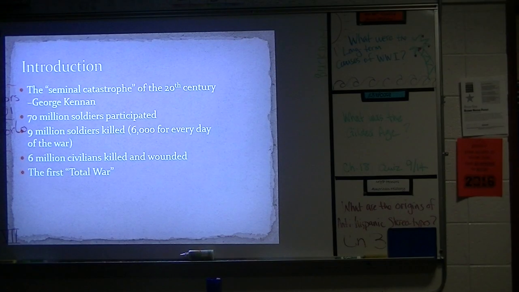Does anyone know the name of the ship that was sunk? Oh, James. Lusitania. Lusitania was the same size and dimensions as what other famous ship, John? Titanic. So if you can imagine a ship like Titanic not being struck by an iceberg, but actually being targeted by a submarine and torpedoed, and more lives were lost on Lusitania than on Titanic.